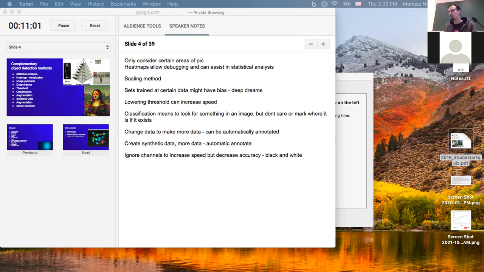Other ways of speeding up processing is that you can raise or lower the threshold. That means that the accuracy increases or decreases, but the performance goes the other way around, of course. Lower threshold, better performance. So you kind of need to balance it out. Classification, I already talked about. Augmentation, synthetic data, I already talked about.